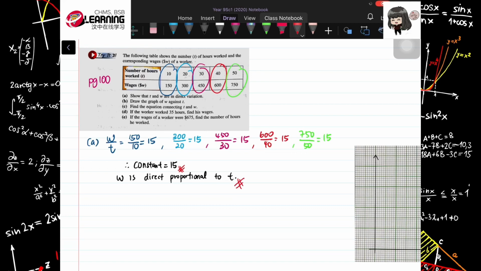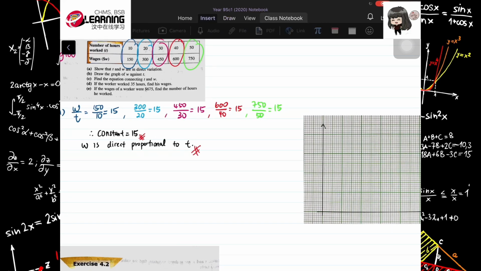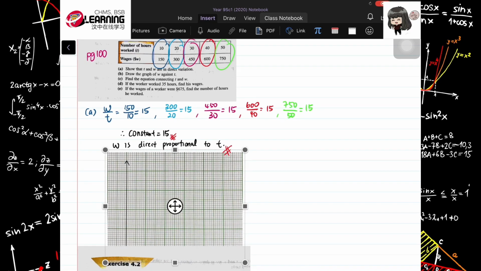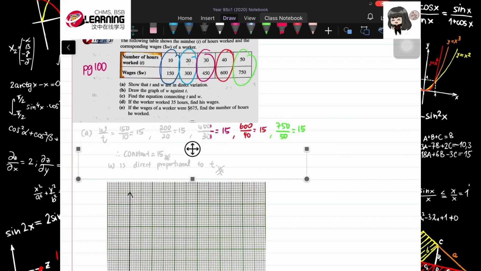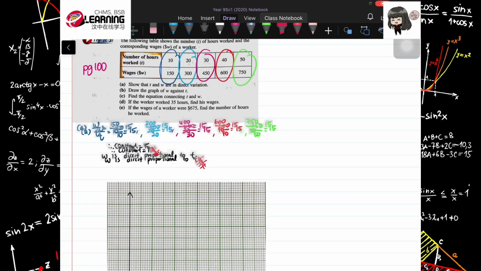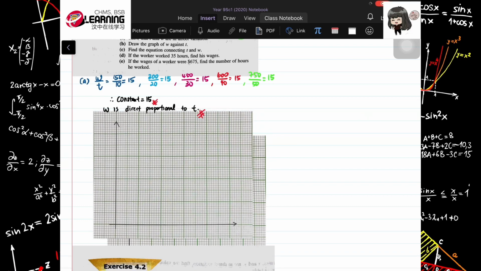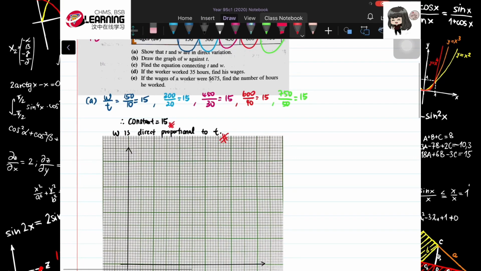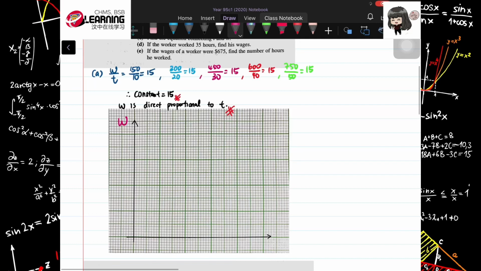Part B: draw the graph of W against T. Last week I asked you to prepare graph paper, so this is the graph paper, and I'm going to show you how to draw the graph of W against T. W against T: your W will be your y-axis, and T is your x-axis.